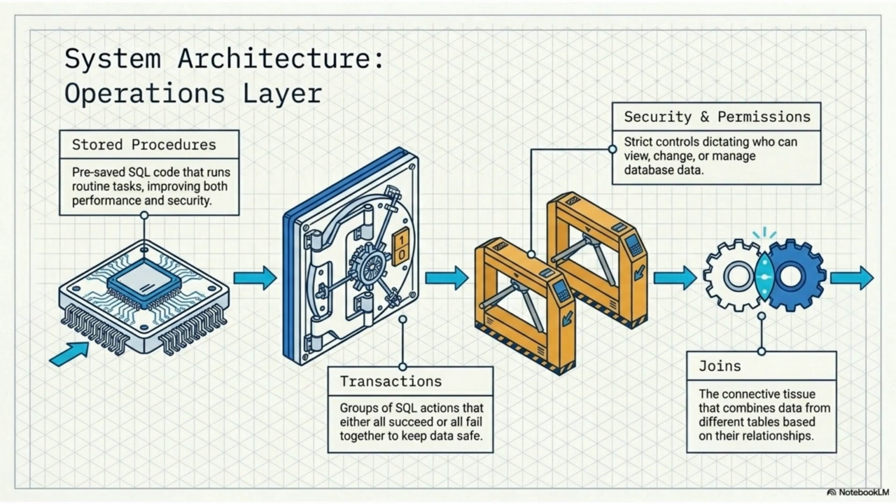Besides storing data, databases must also protect it. Security and permissions determine who can view or modify information. Transactions ensure that multiple operations either complete successfully together or roll back completely if any error occurs. This keeps the database consistent and reliable. SQL also uses joins to combine related information from multiple tables, allowing users to analyze connected data easily.